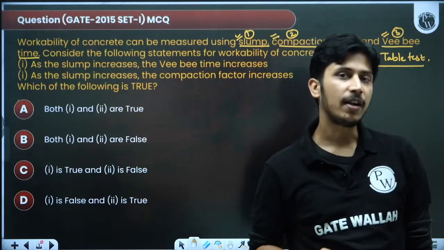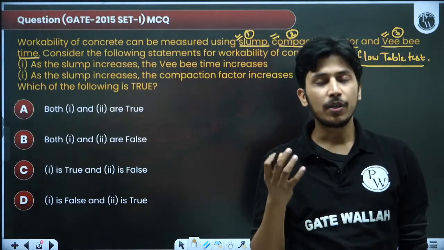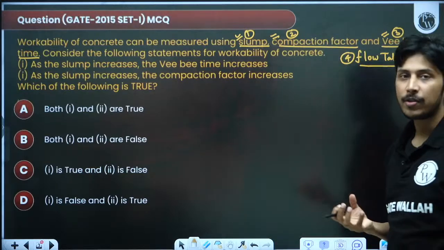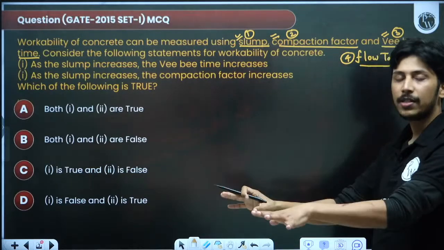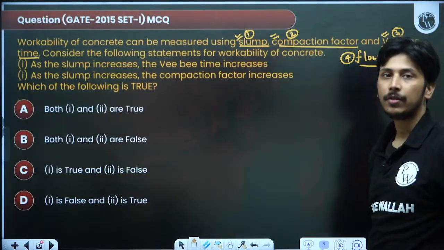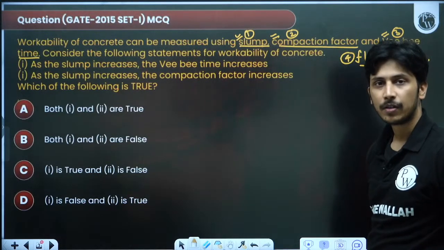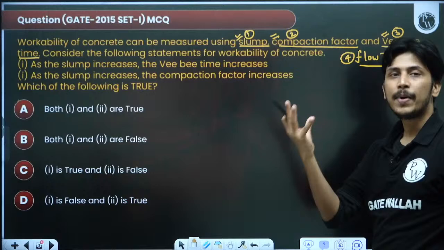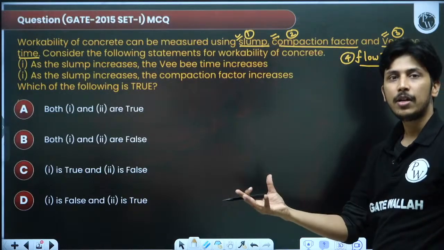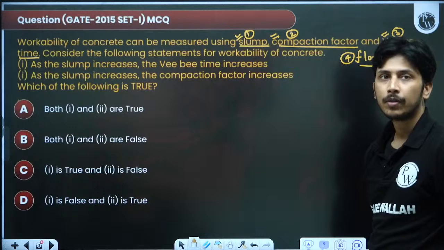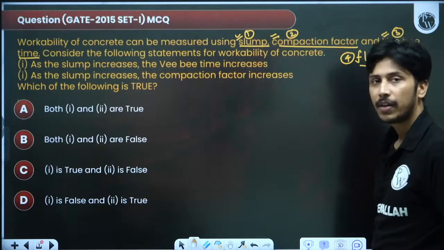What does compaction factor tell? Due to the self compaction of concrete, once we have placed the concrete on the site, what is the percentage of maximum compaction? So if it is 96% of maximum compaction, then 0.96 is the compaction factor. So compaction factor tells you the percentage of maximum compaction just by self compaction, just by placing the concrete. So from compaction factor you can tell the workability.